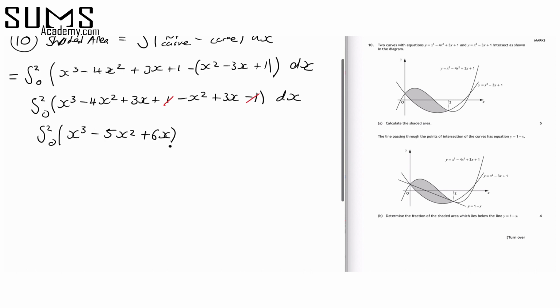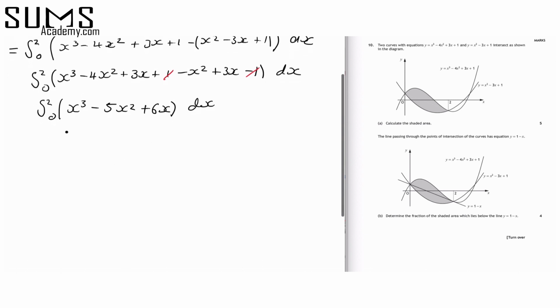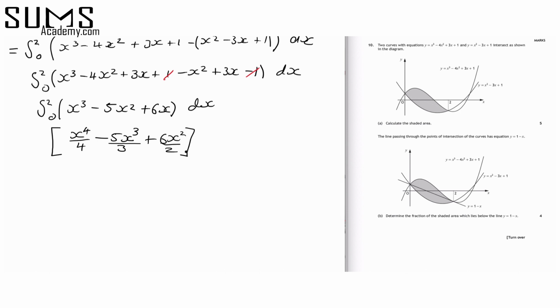Okay, so now, again, with respect to x, so now this is ready to be integrated. So you can use your square brackets. So x cubed is going to become x to the 4 over 4, and this minus 5x squared is going to be minus 5x to the power of 3 over 3, and plus 6x squared over 2. This is between 2 and 0.